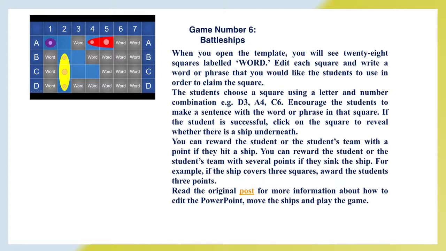Game number 6. Battleships. When you open the template, you will see 28 squares labeled word. Edit each square and write a word or phrase that you would like the students to use in order to claim the square. The students choose a square using a letter and number combination, for example D3, A4, C6.